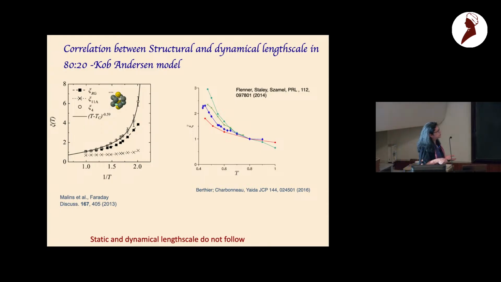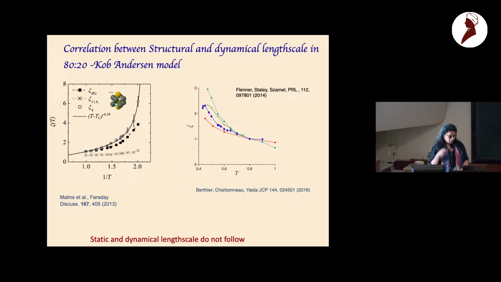And there is this work from Ludovic and co-workers, showing that the point-to-set correlation length grows modestly, whereas the dynamical length scale grows a lot more. So then it appears that the Kob-Andersen model will fall in this class of systems where there is more frustration between locally preferred structures, and the static and dynamical length scale will not grow together.